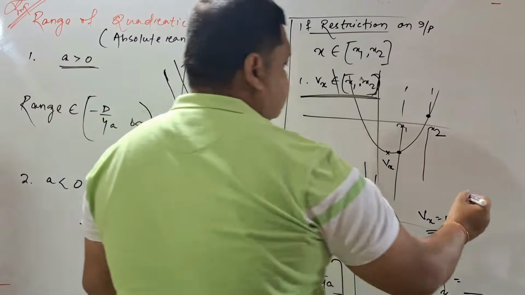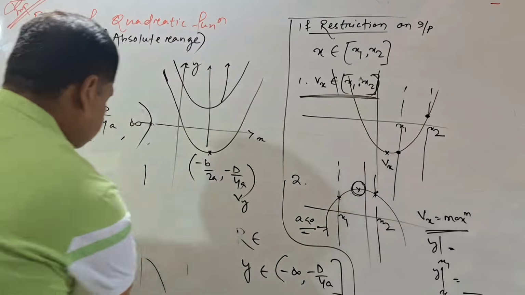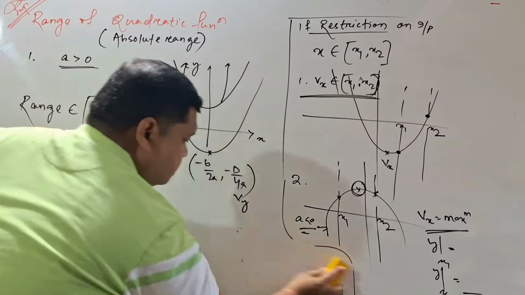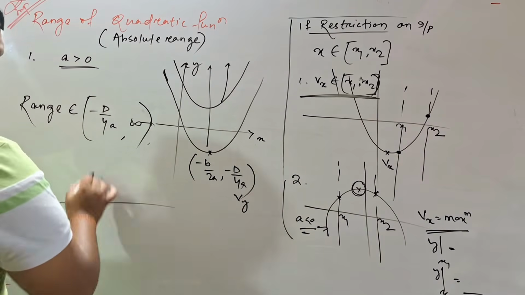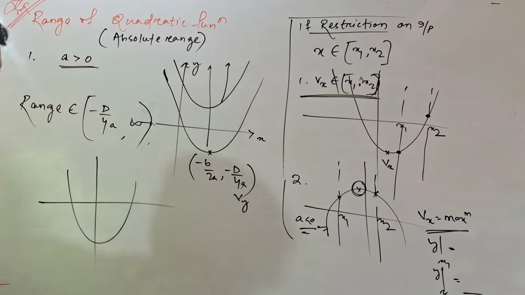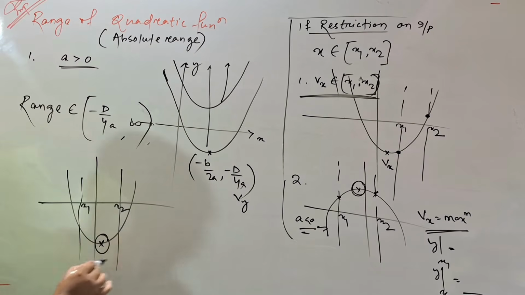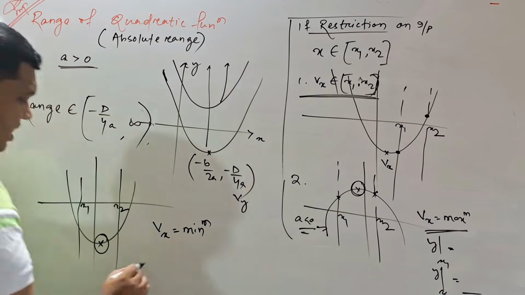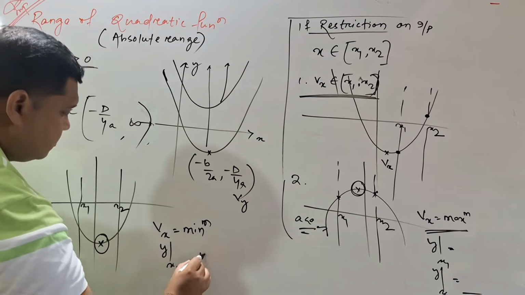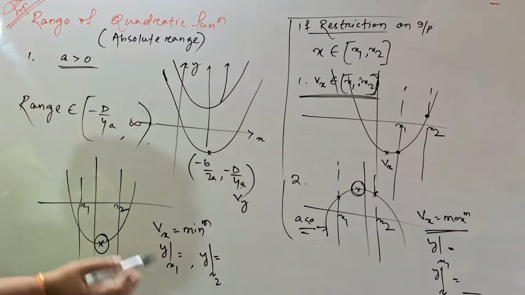Similarly, if the structure is like this, okay, one second. If the structure is like this, this is the minimum point. If this is x1 and this is x2, who will give me the minimum value? The vertex. Vx will decide the minimum value. Now find the y value at x1. Similarly, find the y value at x2. Whichever is the maximum, that will give me the maximum value.